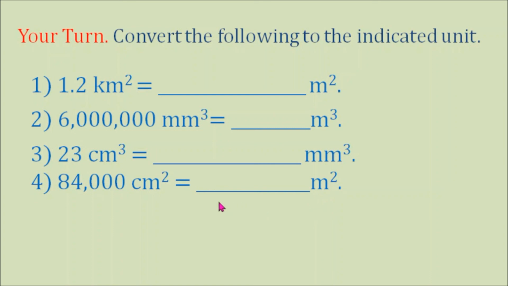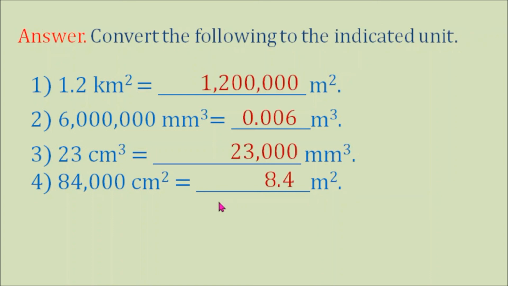Now, I'll show you the answer. Number 1, the answer is 1,200,000. Number 2, the answer is 0.006. And number 3, the answer is 23,000. And for number 4, it's 8.4.